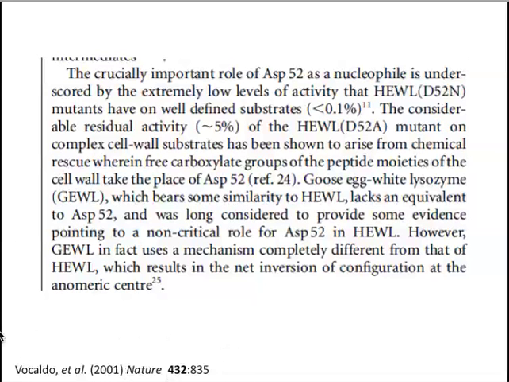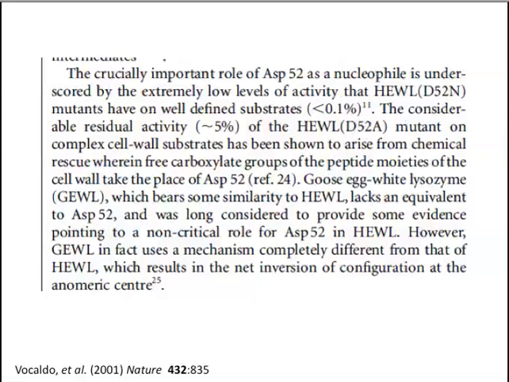I'll just read it. The crucially important role of Asp52 as a nucleophile is underscored by the extremely low levels of activity that hen egg white lysozyme D52N mutants have on well-defined substrates, noting there that they've mutated D52 to an asparagine. Less than 1% of wild-type activity.